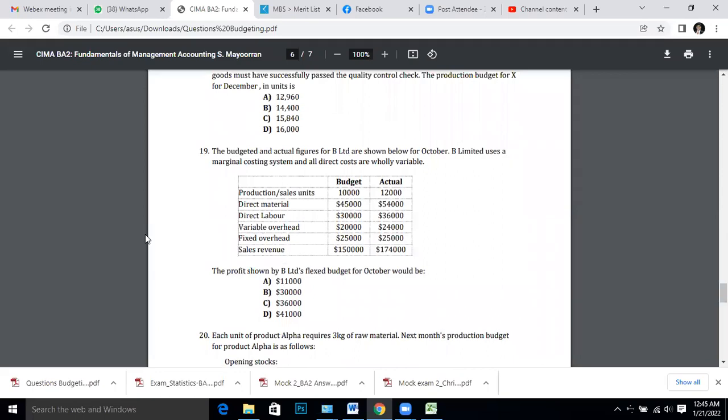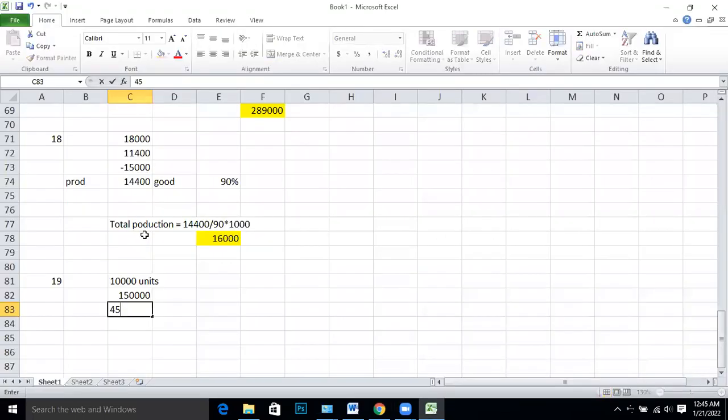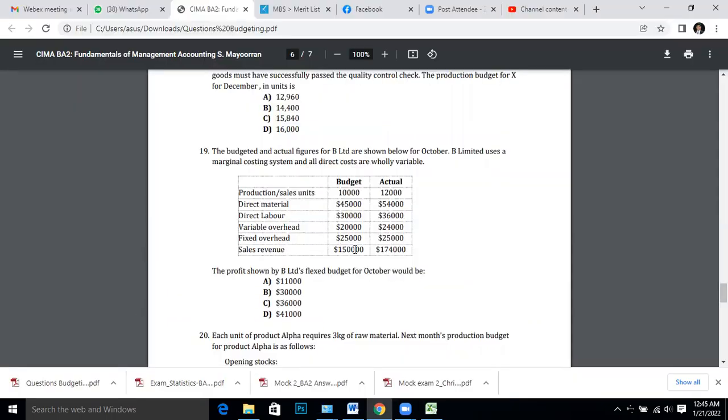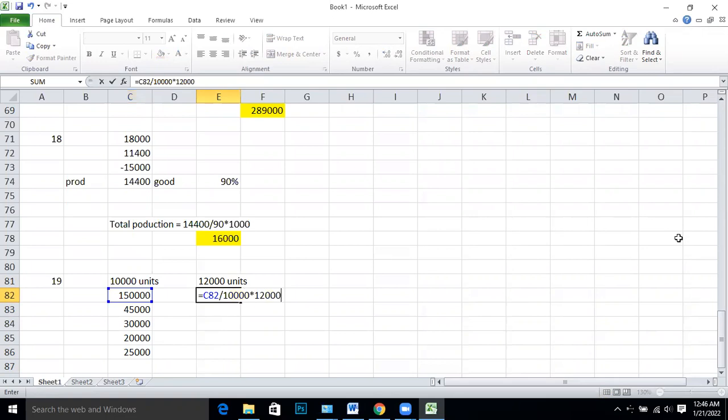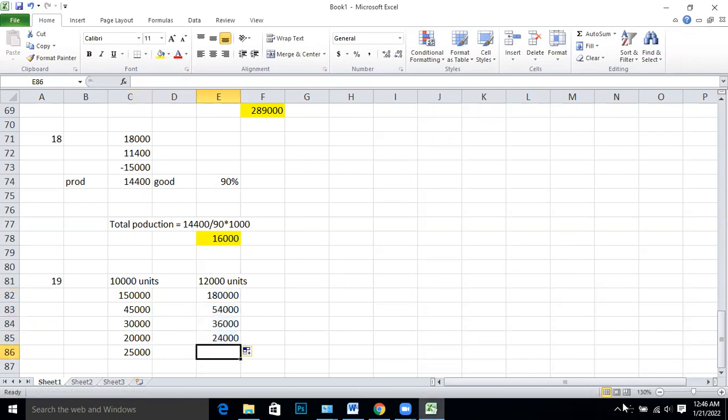Then material 45, 30, 20. Fixed overhead 25,000. This is the budget for 10,000 units. I have to prepare the budget for 12,000 units now. It will be 150,000 sales revenue divided by 10,000 into 12,000. Do the same working for all other than fixed overhead. Fixed overhead, you will just copy 25,000 itself.